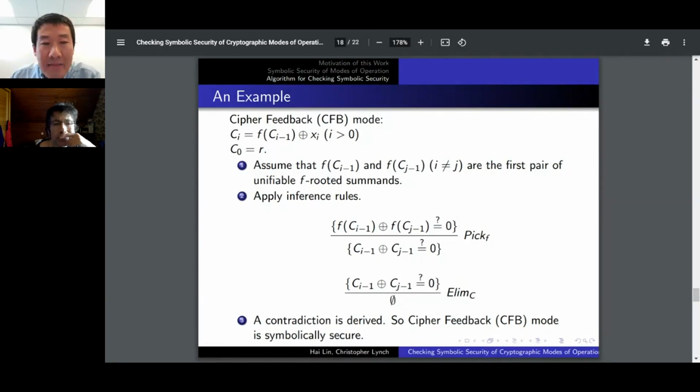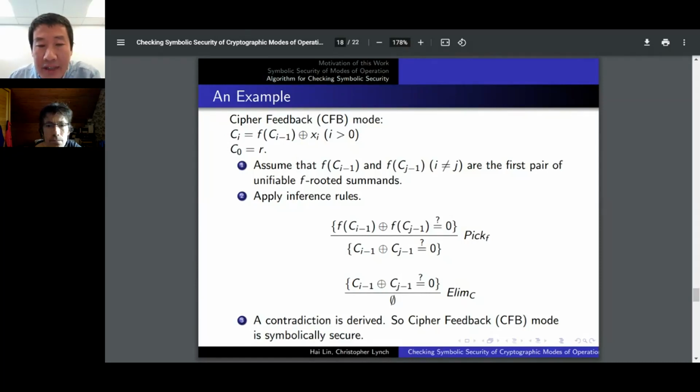And then we apply some inference rules. So we start with our assumption that f of Ci minus 1 and f of Cj minus 1 are unifiable. And the first rule that we apply is called pick f. In this particular case, the pick f rule looks a lot like the standard decomposition rule, but it's more general than that, as I'm going to show you later on. If we apply the rule, then we get Ci minus 1 XORed with Cj minus 1 is 0.